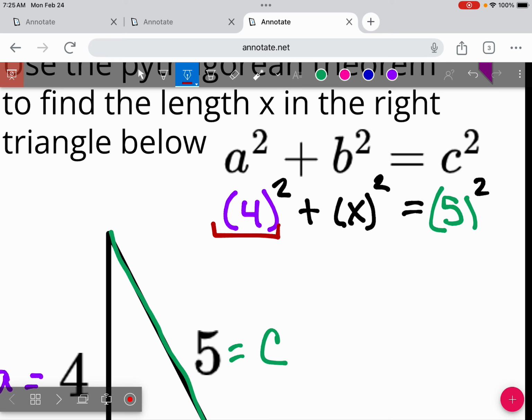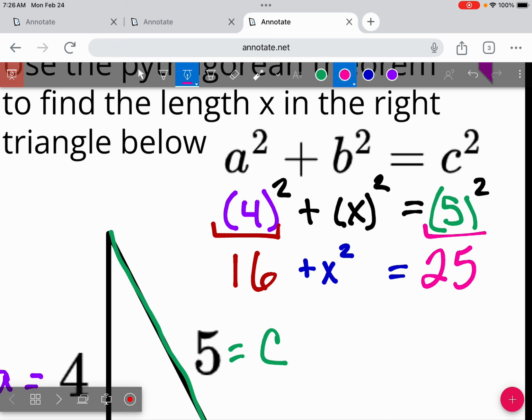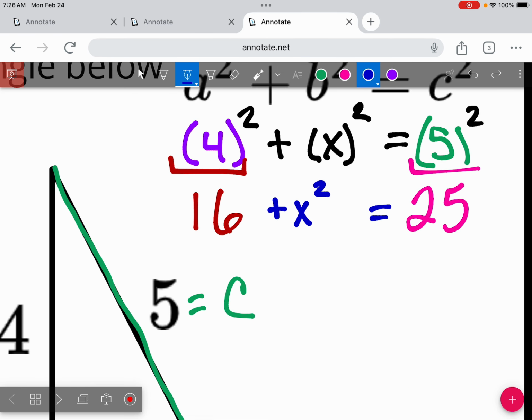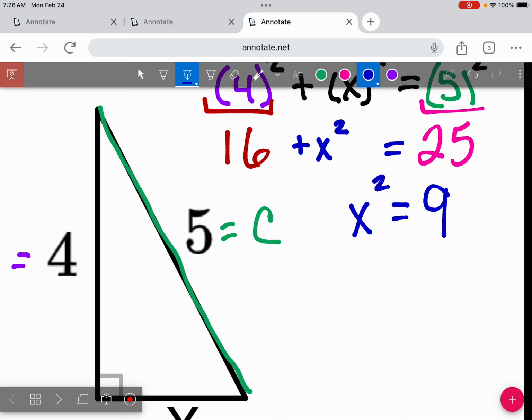So our 4 squared, what is 4 squared? 16. This X squared we haven't done anything with, so I'm just going to leave him. And then what is 5 squared? I heard it was 25. So what do we do to get the X squared by itself? Minus the 16. And we get that X squared equals 9. So what does X equal?